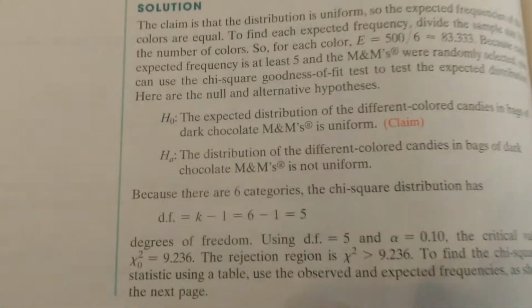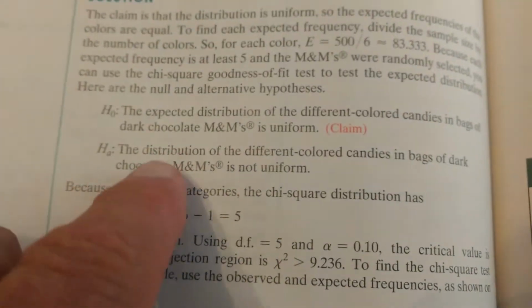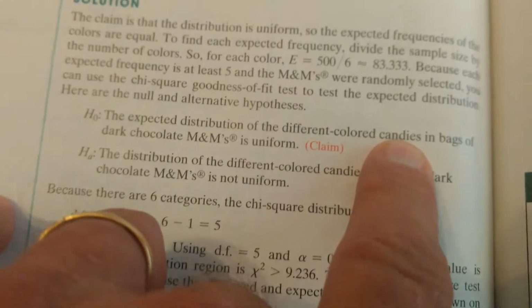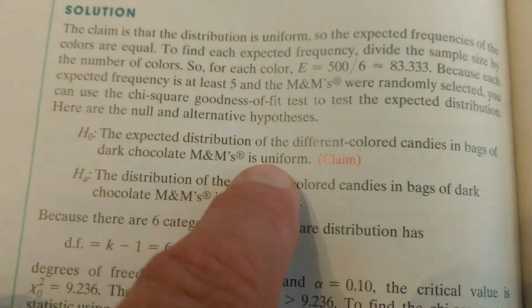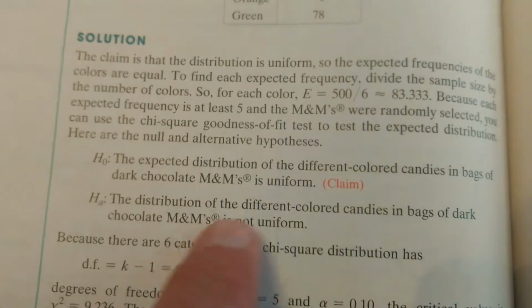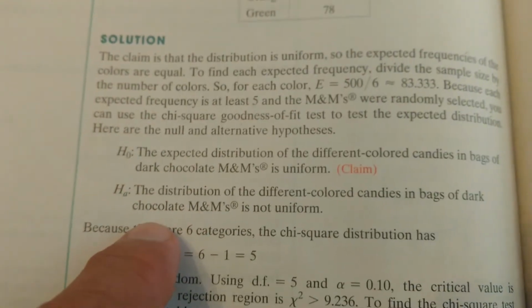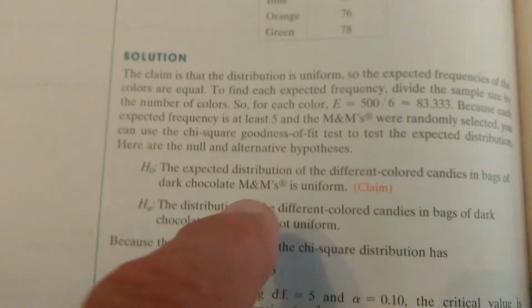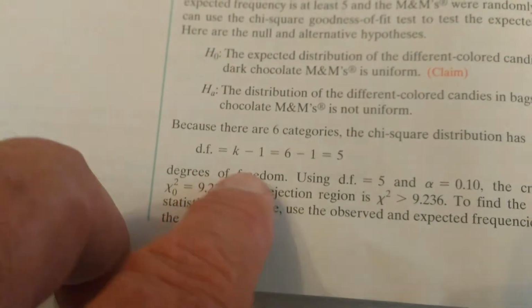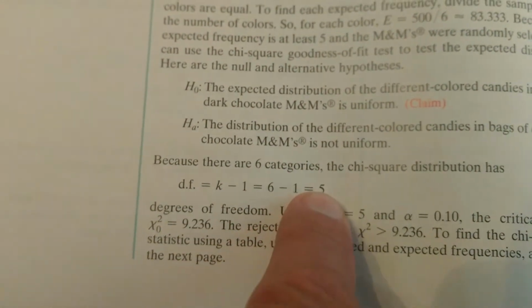Now remember, when we figure our chi-squared value out, if the chi-squared value is larger than the table value, then we reject the null hypothesis. The null hypothesis is that the expected distribution of different colored candies in a bag of dark chocolate M&Ms is uniform, meaning the same. That's the claim. The alternative hypothesis is that the distribution is not uniform. In other words, at least one or more are different. Because we have 6 categories, we subtract 1 and get degrees of freedom of 5.